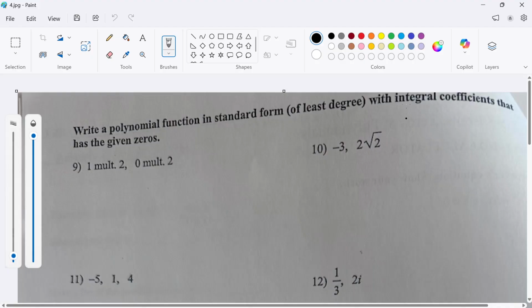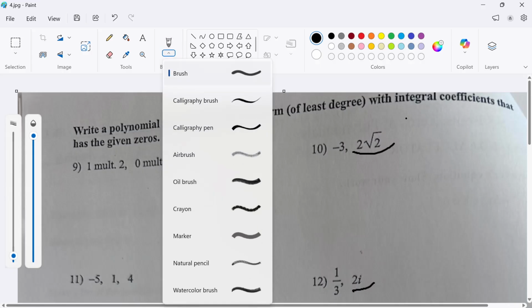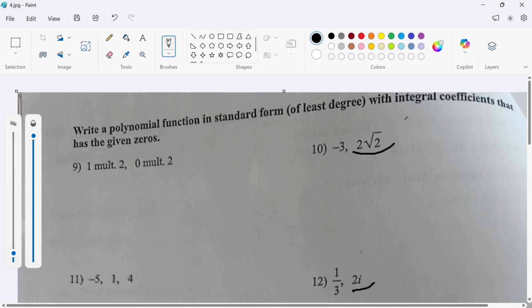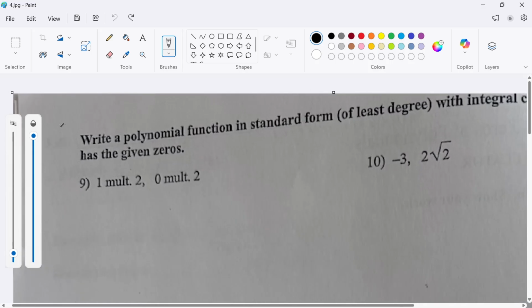Here's some algebra 2 that's asking to write a polynomial function in standard form of least degree with integral coefficients that have the given zeros. One thing I have to watch out for here is if there's square roots and i's. If there are, then those always come in pairs. If 2 square root of 2 is a zero, then negative 2 square root of 2 is a zero. If 2i is a zero, negative 2i is a zero. And so if you want the polynomial function in standard form, you've got to keep those. They're called conjugate pairs. You've got to keep that conjugate pair.